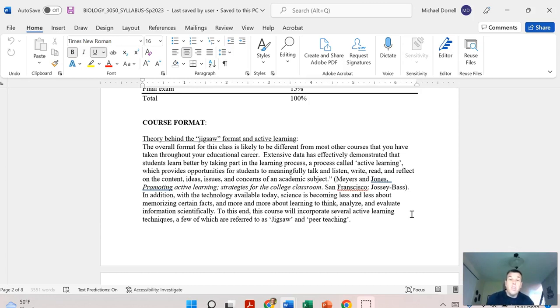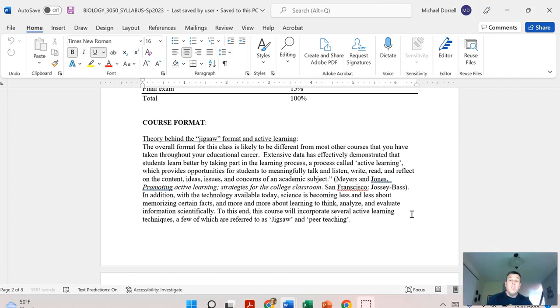The other 4 units are the jigsaw format where basically you are all divided into 4 different groups. Group 1 will have one portion of the material. Group 2 will be in charge of another portion. Group 3 another portion. In one of the groups, each unit will be in charge of learning about and presenting a primary literature article.